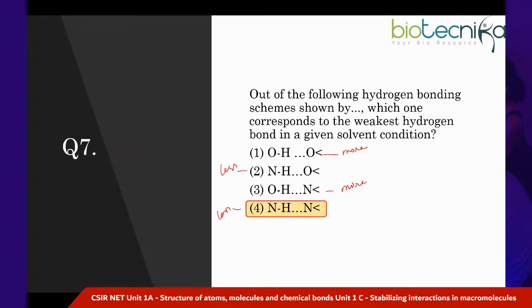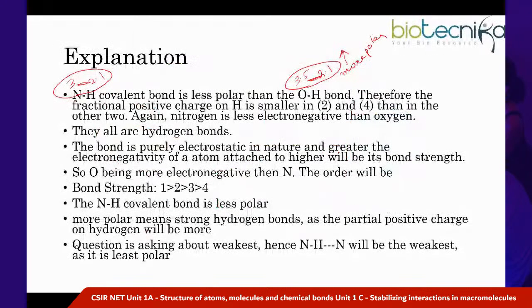Now out of that also, which is the least? Out of these two, which is more? Out of these two, which is the least? Okay, so therefore, the fractional positive charge on H plus is smaller in 2 and 4. That is, as I said, more polar and less polar.